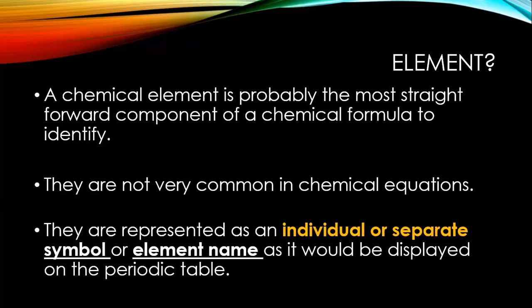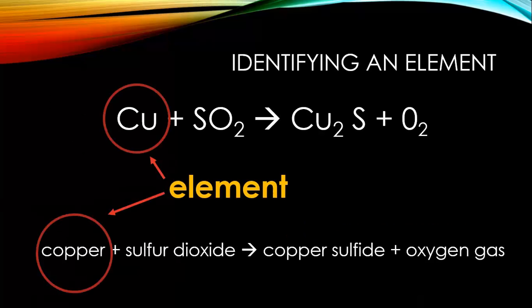A chemical element is probably the most straightforward component of a chemical formula to identify. They're not very common in chemical equations, and they're represented as an individual or separate symbol or element name as it would be displayed on the periodic table. Let's have a look at it.